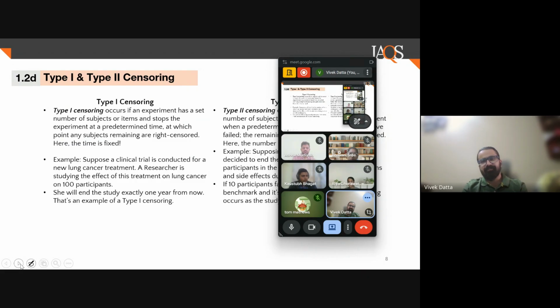Clear? So what happens in type 2 censoring? The experiment which is supposed to be for 2 years will be cut short, and in 3 months only, I will shut the course down. Because 50% of the people quit, the remaining 50% again become right censored. Clear?